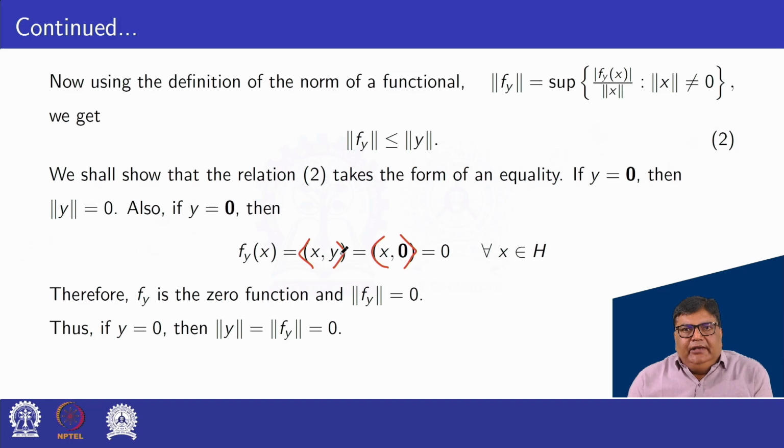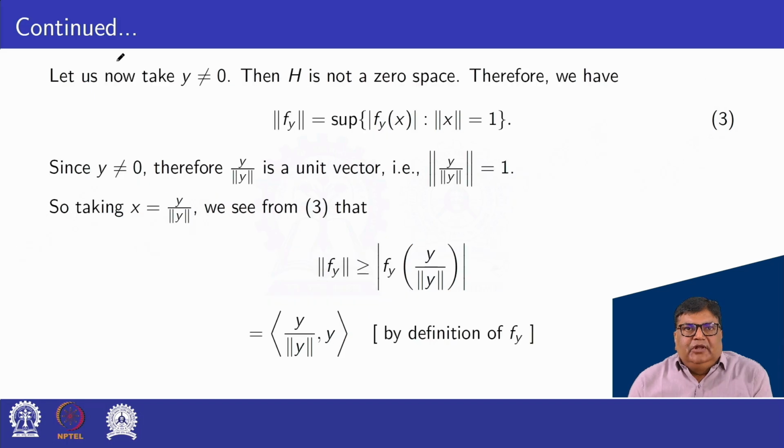Okay, and if y is equal to 0, then the inner product of x and 0 is equal to 0. Therefore, fy is the 0 function and the norm of fy is equal to 0. Thus, if y is equal to 0, then the norm of y is equal to the norm of fy, which is equal to 0. Let us now take y not equal to 0.